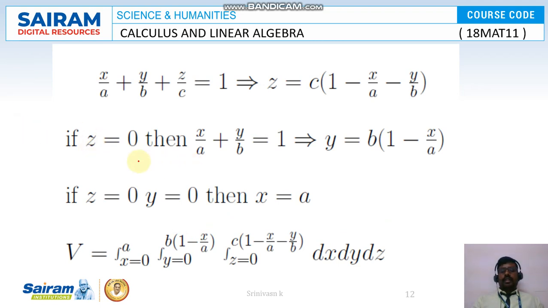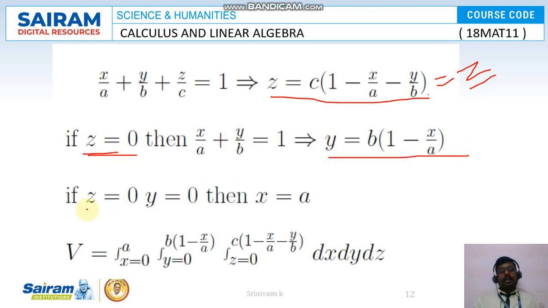First we have to find the z limit. The lower z limit is 0. The upper limit is z equal to c into 1 minus x by a minus y by b. So this is the z limit, 0 to this limit. Next, y equal to 0 is the starting limit. If z equal to 0, then y equal to b is the ending limit. And third, z equal to 0, y equal to 0, then x equal to a. So this is the z limit, this is the y limit, and this is the x limit.